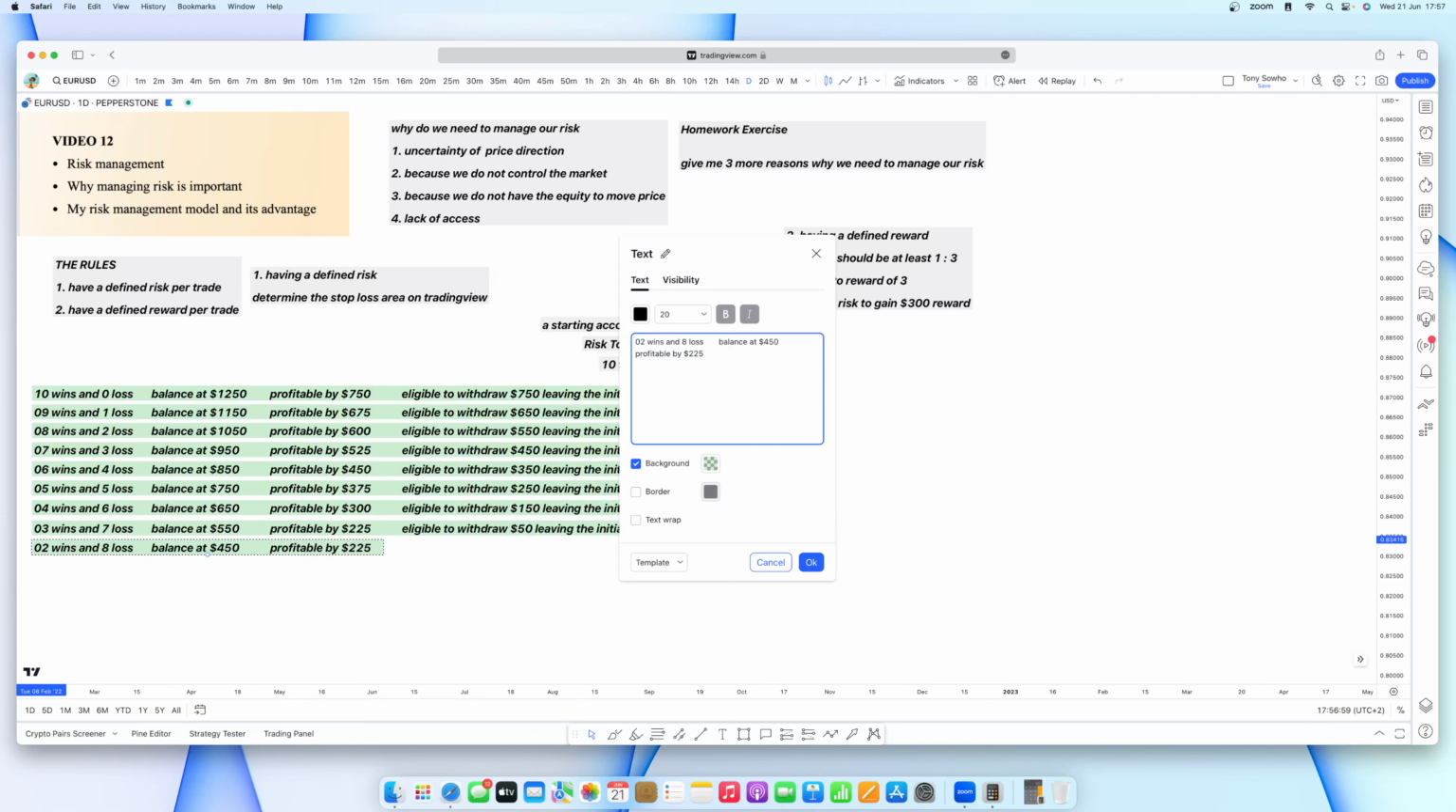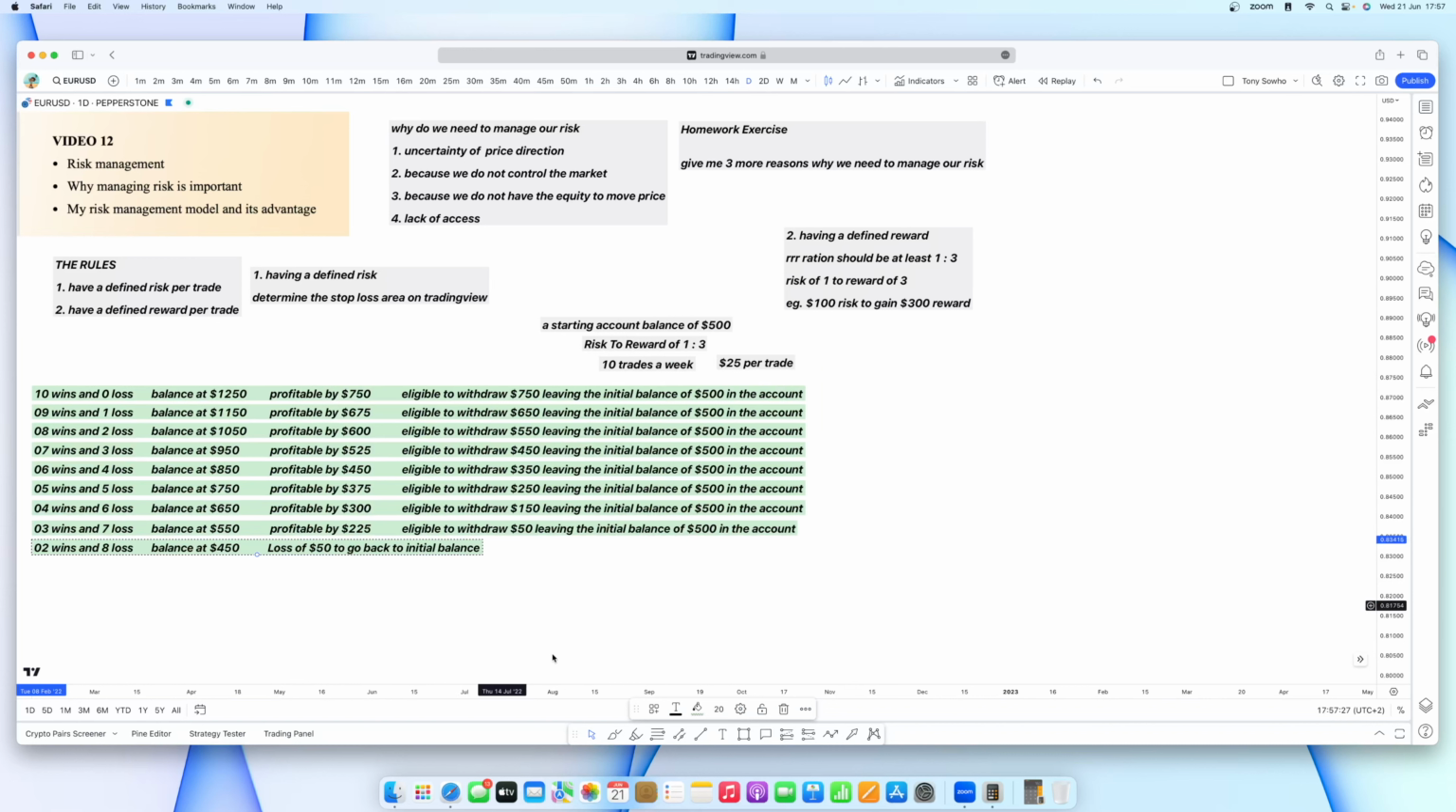And we can say loss to recover. Now how much loss do you need to recover in order to go break even? You just need to recover $50. Okay, so loss of 50 to go back to initial balance. Okay, so we can just put this as red since you were not profitable.